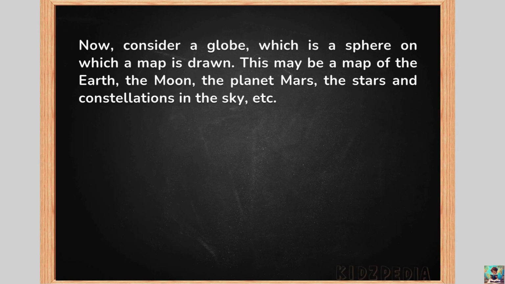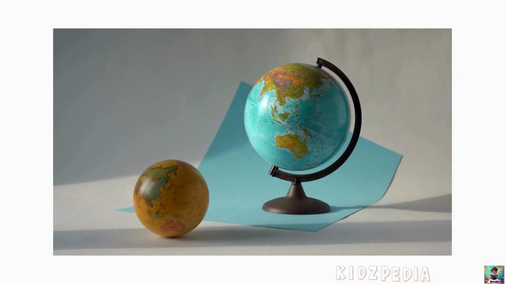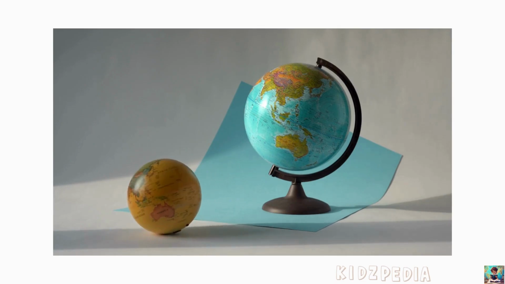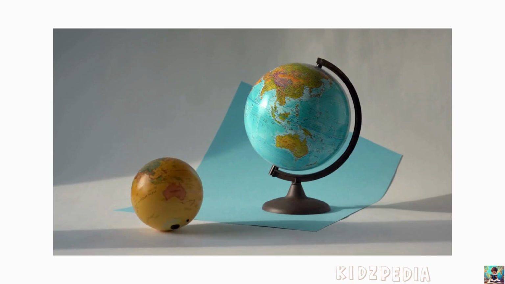Now, consider a globe, which is a sphere on which a map is drawn. This may be a map of the Earth, the Moon, the planet Mars, the stars and constellations in the sky, etc. Now, think about a globe. It is a round model of a planet, just like a ball. A globe has a map drawn on it. This map could show the Earth with countries, oceans, etc., or the Moon, or the planet Mars, or even the stars and constellations in the sky. So, a globe is a special way to show round things like planets and stars in their real shape.